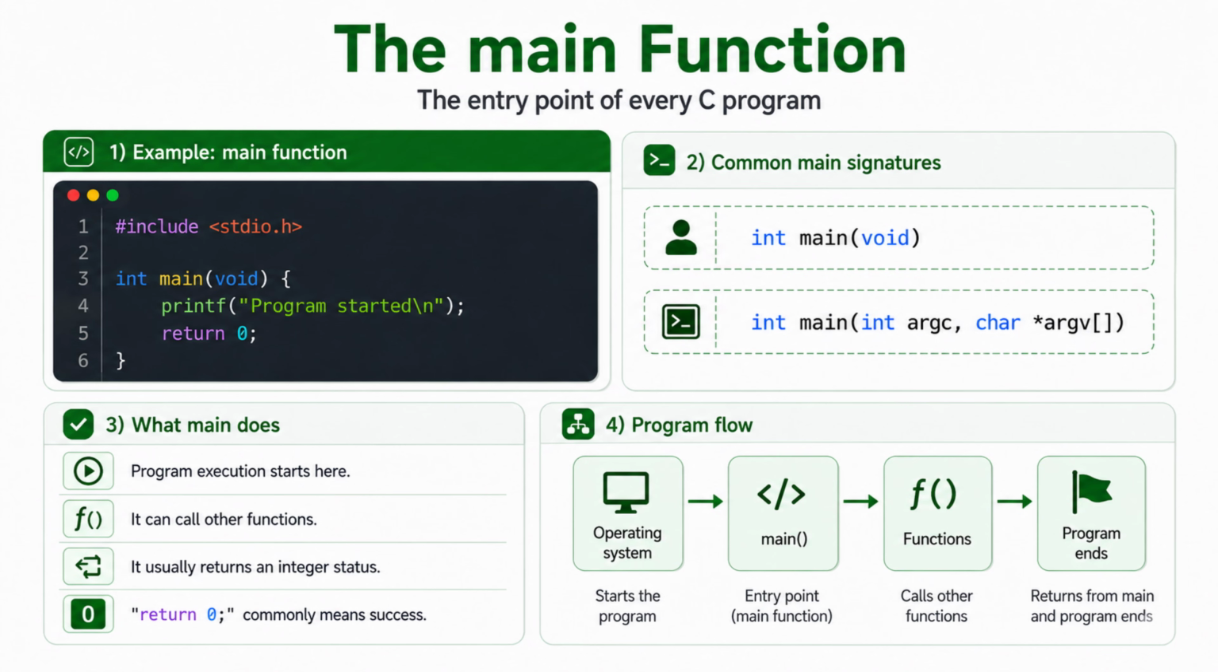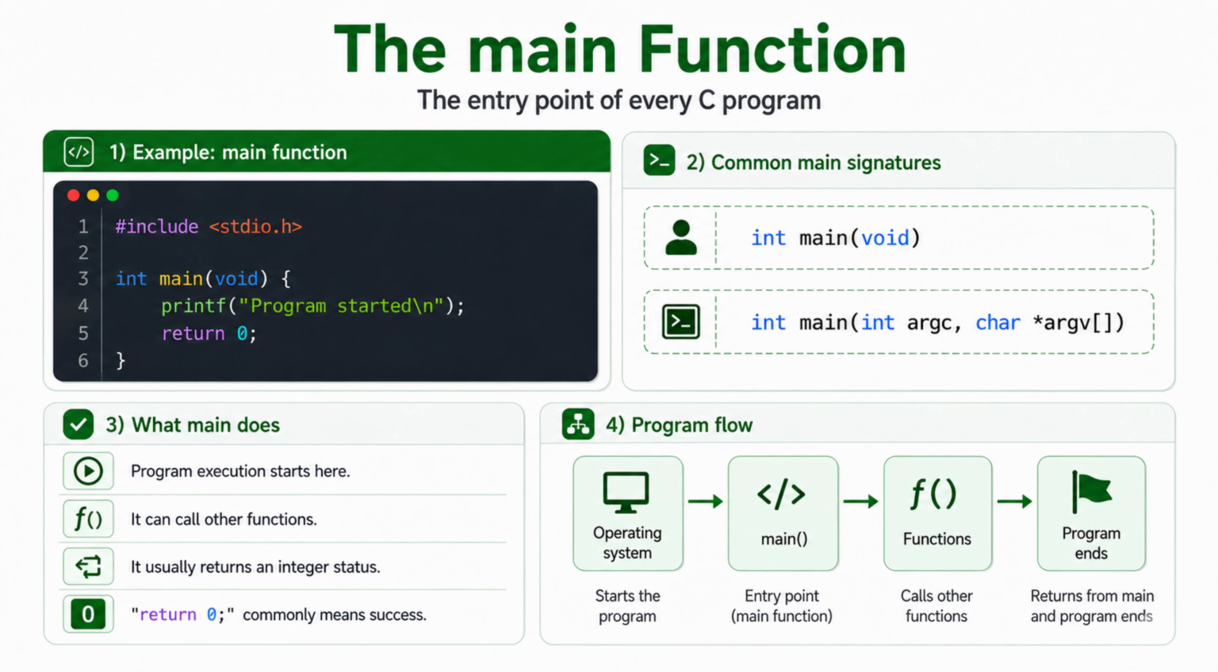In standard C programs, the main function is the main entry point of the application. It is where program execution begins from the programmer's point of view. The common form is int main(void), or int main(int argc, char *argv[]) when command line arguments are used. Returning 0 usually means the program finished successfully, but in embedded C, there is an important technical detail.